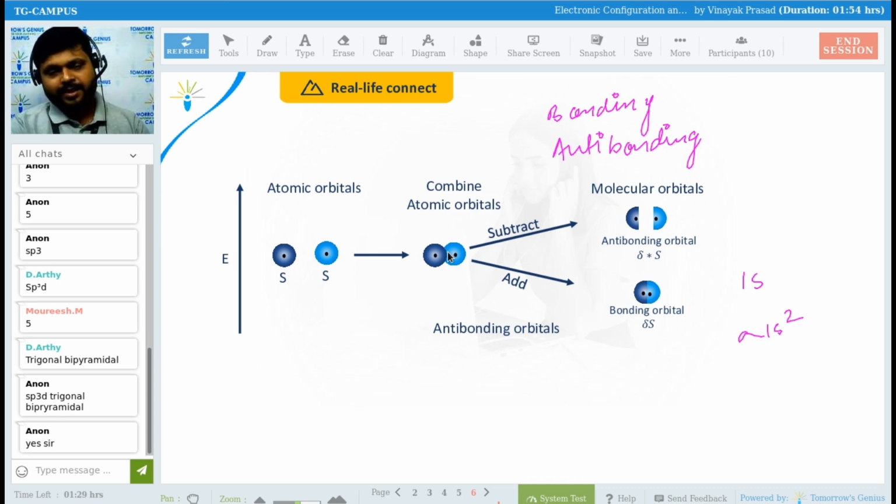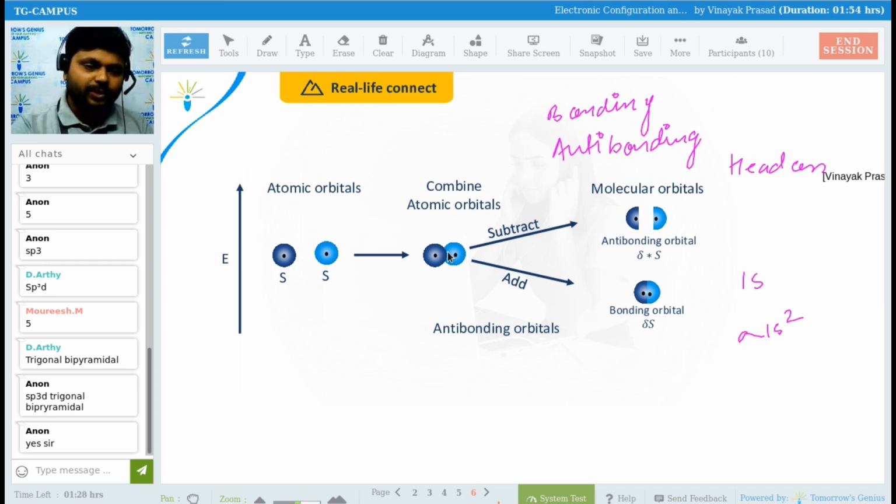Getting my point, everyone? 1s and 1s will be combining to form sigma 1s2, right? Because there will be what? There will be an overlap. That is, there is a head-on overlap. Head-on, right? You might have seen head-on collisions of trucks on the road, or you might have learned it in your physics as well. There will be a head-on collision.